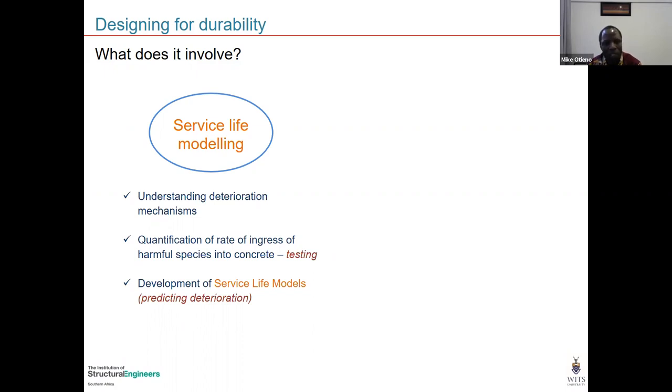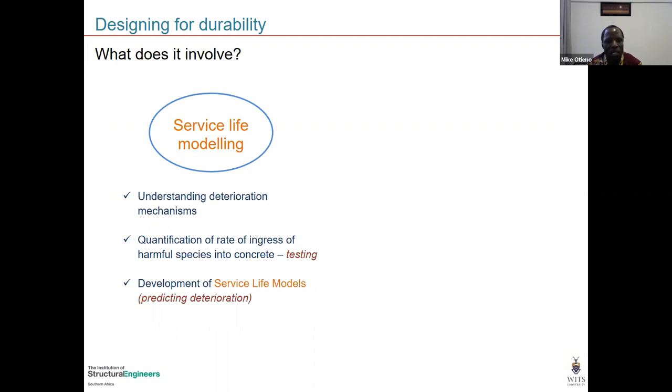It also involves testing, and in this case, we want to understand the rate of ingress of harmful species into concrete, whether it's chloride, carbon dioxide, or any other harmful species. And we can only do this by testing. So relevant testing is quite important. We will talk about the durability index tests that are being used in South Africa later on in this talk.